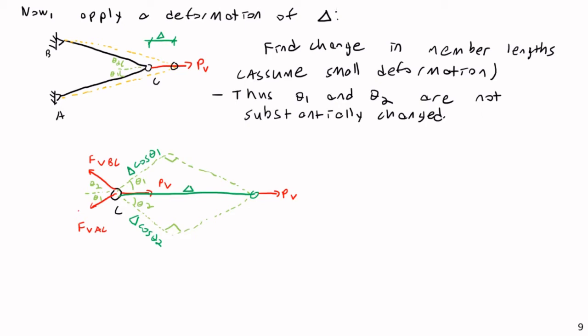Otherwise, the most intuitive way to do this is to try to do a distance formula thing. You might say, okay, let's treat this as we're moving this over here, and then we have the old coordinates and the new coordinates, and find the change in length via the distance formula, square root of delta x squared plus delta y squared, that sort of thing. But you'll find that becomes complex very quickly, and the math becomes more complex, and we can simplify things by assuming small angle deformations.